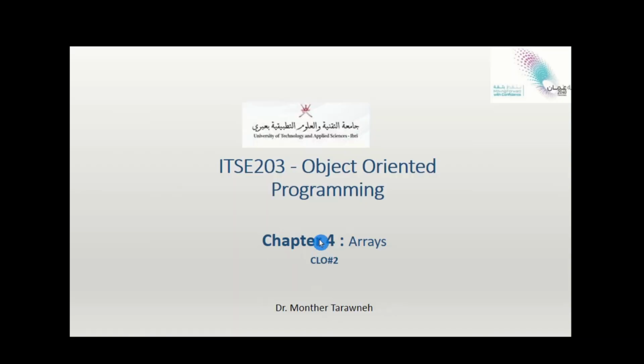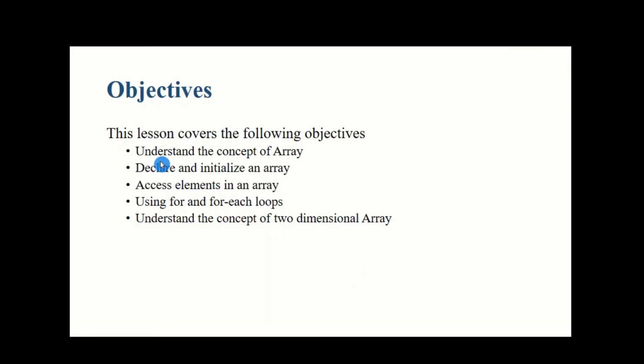Today we'll talk about arrays, and that will cover learning outcome number 2. We'll explain the main concept of an array and what an array variable means, and how we declare and initialize an array, how we access the elements in an array, updating it or printing it or doing something to it. And also we will practice using two loops.